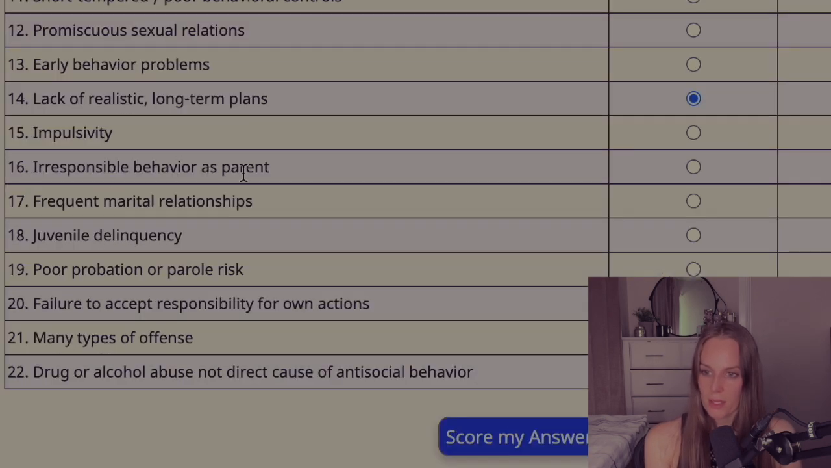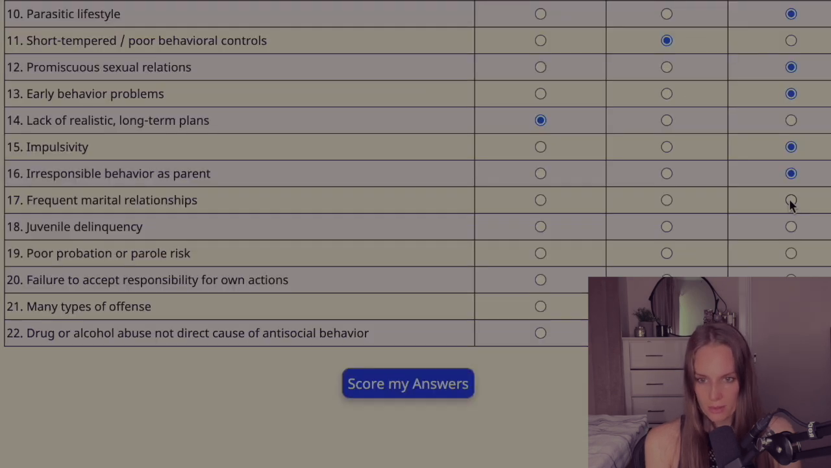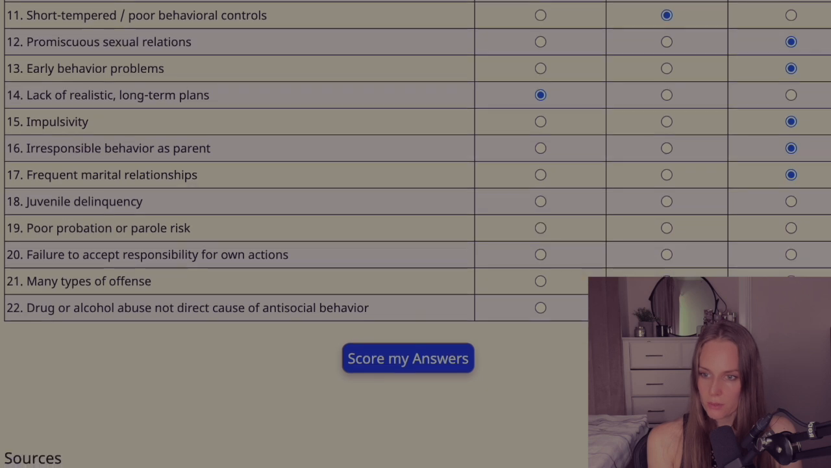16, irresponsible behavior as a parent. Definitely absent. I don't have children. 17, frequent marital relationships. That one I can say definitely absent as well. That's good.